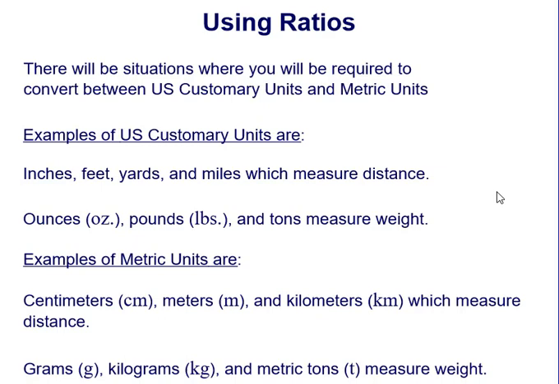Using ratios. There will be situations where you will be required to convert between US Customary Units and metric units. Examples of US Customary Units are inches, feet, yards, and miles, which measure distance, and ounces, pounds, and tons, which measure weight. Examples of metric units are centimeters, meters, and kilometers, which measure distance, and grams, kilograms, and metric tons, which measure weight. Here in the United States, we use the customary units, but the metric units are used in places like Europe and other countries.